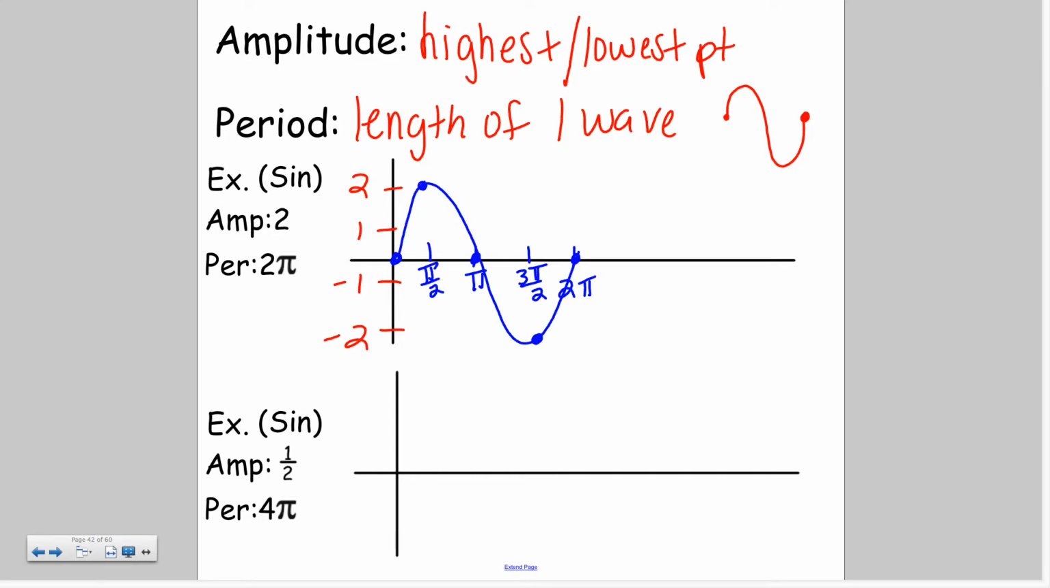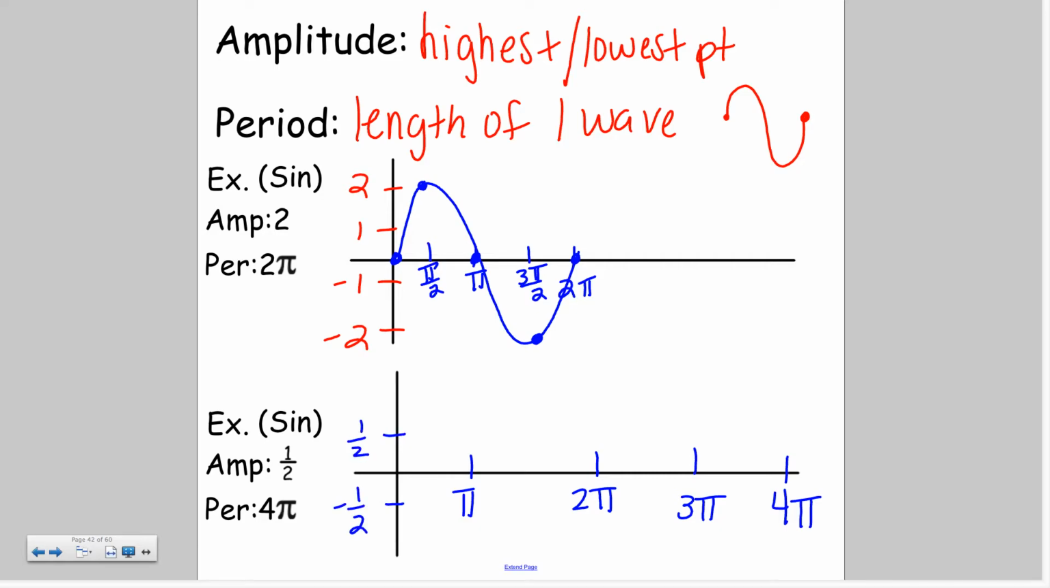So there's 1. The second one is still sine, but your amplitude has been reduced to only 1/2, but your period has gotten longer. So 4 pi would be about there. Halfway would be 2 pi. Halfway would be pi, and halfway would be 3 pi. Labeling your graph is important. And it only goes up to 1/2 and down to 1/2.